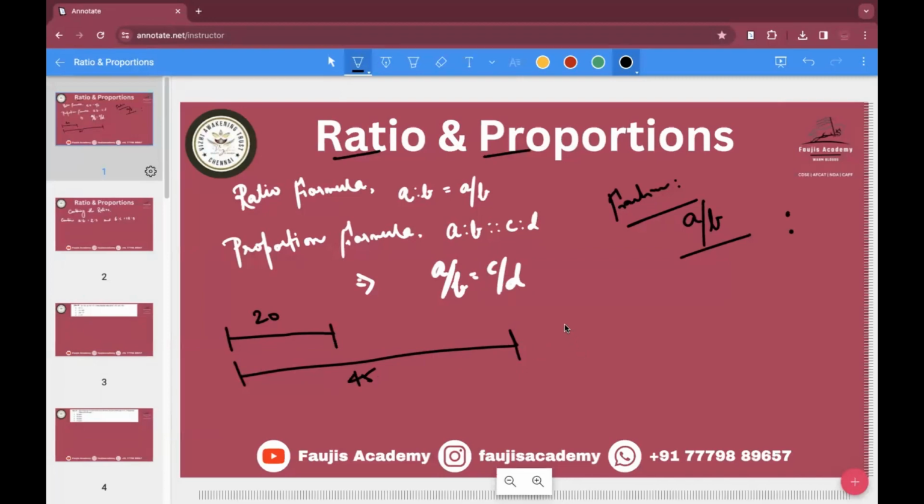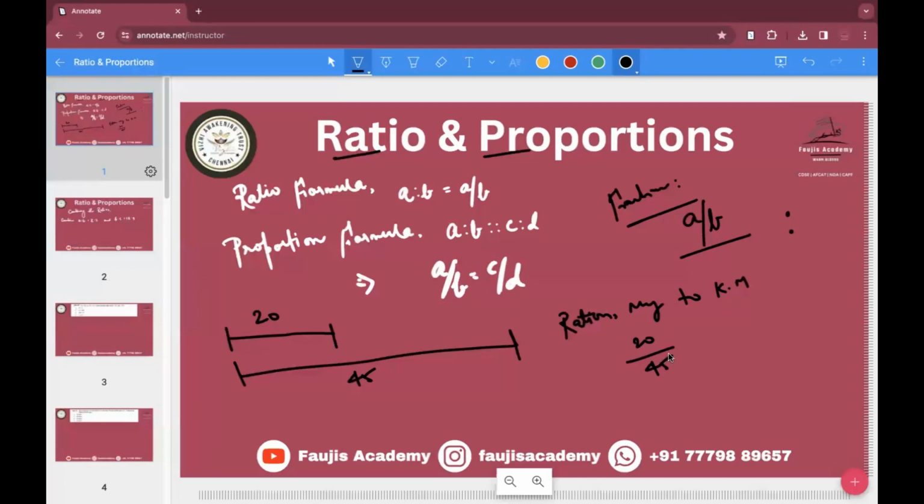So in that case, what is the ratio of my marks? Listen carefully. Ratio of my marks to Kaleshwaran's marks. In that case, it's 20 by 45.